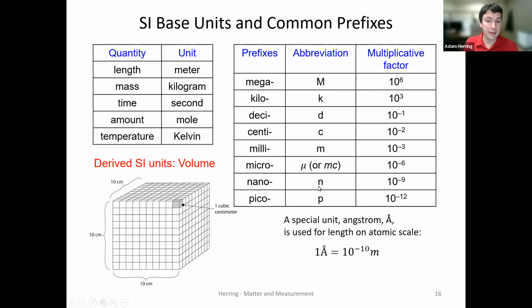We also have in chemistry and physics a special unit called an angstrom, and that's used to measure lengths on the atomic scale. So this is 1/10 billionth of a meter. So you can see that it falls in between a nanometer and a picometer. And you'll see this a lot in chemistry. You'll see lengths measured in units of angstroms.